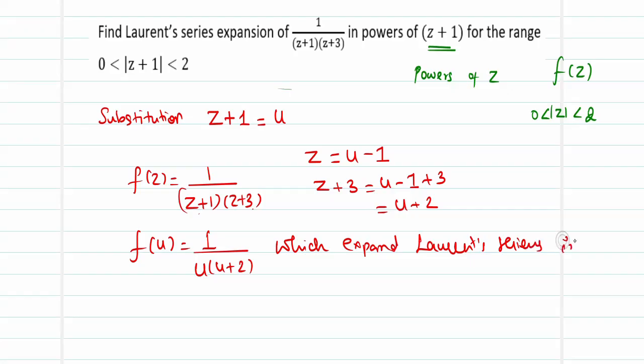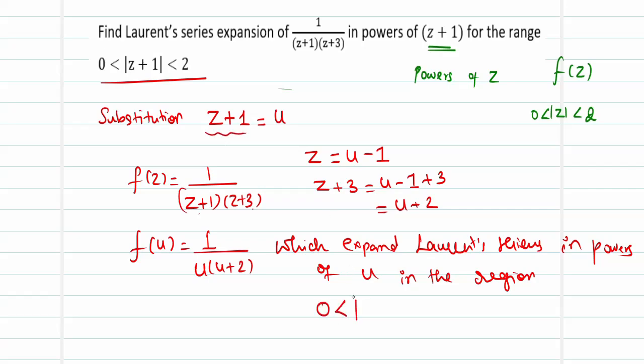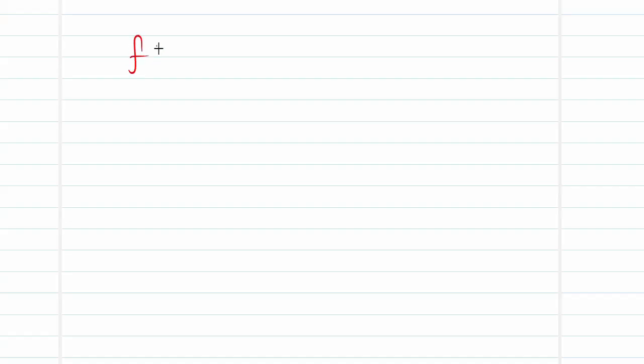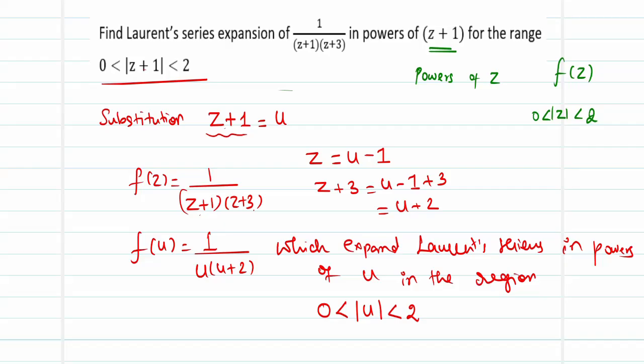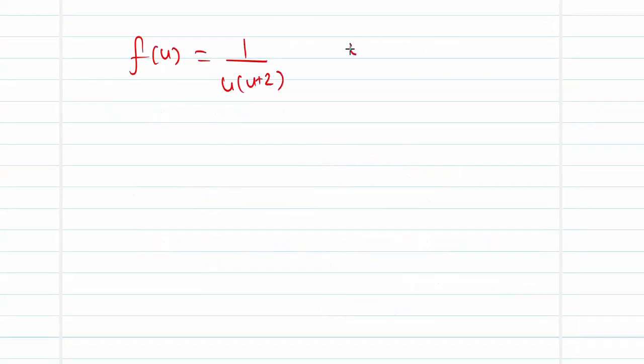in powers of u in the zone or in the region. So the region also will get changed according to the substitution. So this becomes 0 less than modulus of z plus 1, replaced with u, less than 2. So the problem now becomes the expression of f of u, which is 1 divided by u into (u plus 2), as a Laurent series expansion valid for the region 0 less than modulus of u less than 2.